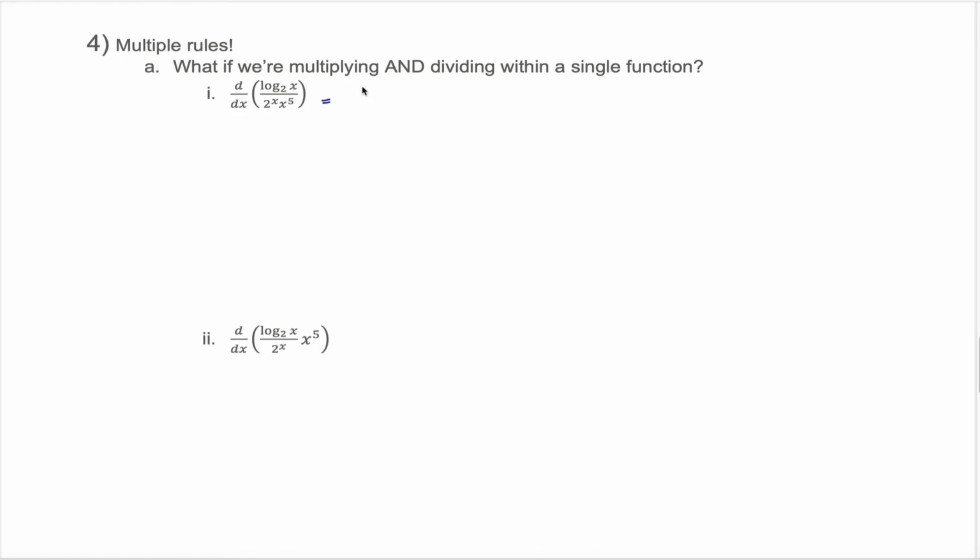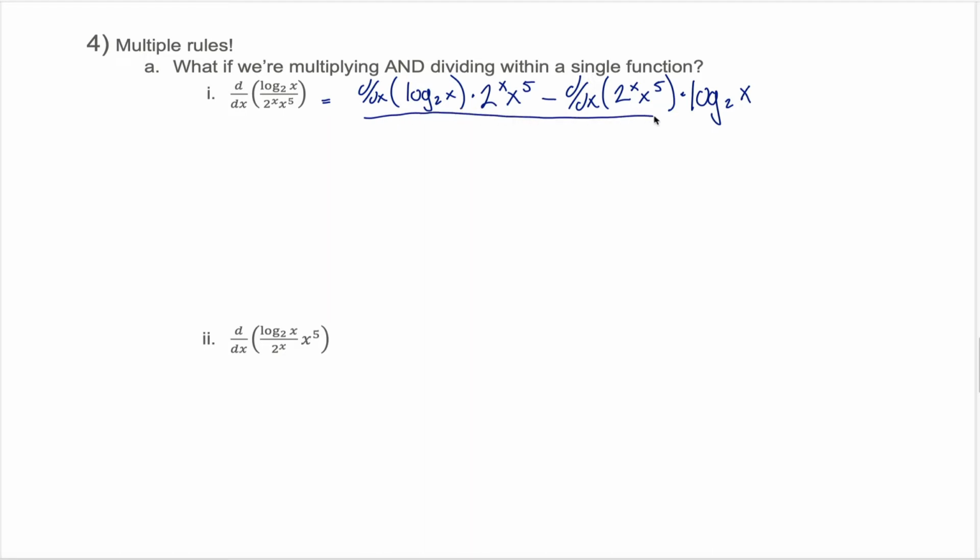When we use the quotient rule, we take the derivative of the top, log base 2 of x, and we multiply that by the bottom, 2 to the x power times x to the 5th power. From that, we have to subtract the derivative of the bottom, so the derivative of 2 to the x power times x to the 5th power, times the top left alone, so the log base 2 of x. And then we're not done. Don't forget, you have to divide this entire mess by the bottom, which is 2 to the x times x to the 5th, squared. Using the quotient rule, the derivative of this quotient is equal to this expression.